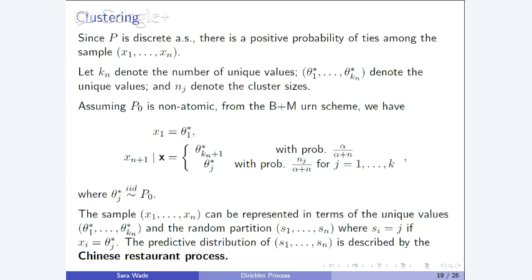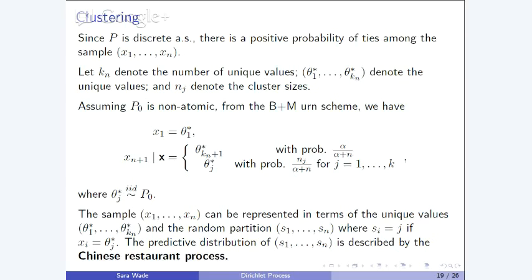So here, at this stage, we have one person at this table. So he'll sit at this table with probability N1 over alpha plus 1, or he'll sit at the new table with probability alpha over alpha plus 1. So he decides to sit at the new table. So S2 is here. Now we have our third subject who comes in.